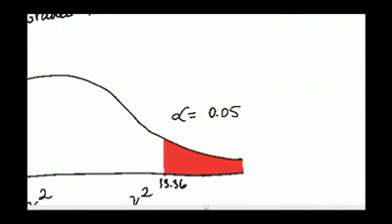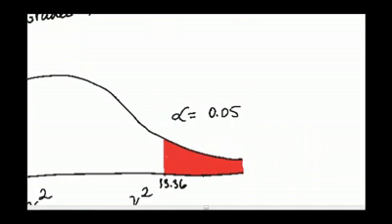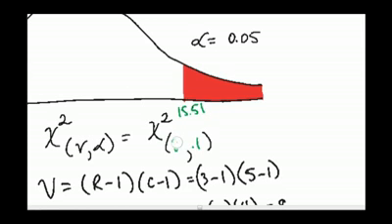No, I said 0.05, so let's look at 0.05. I'm sorry. This is what happens when you do calculations all day and videos all day. You make silly mistakes. So it's 15.51. It made it a little bit larger, but still not large enough. And that was degrees of freedom of 8 and 0.05.